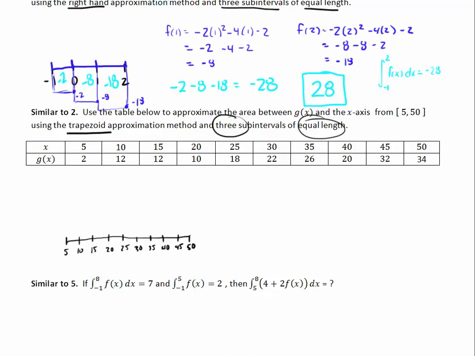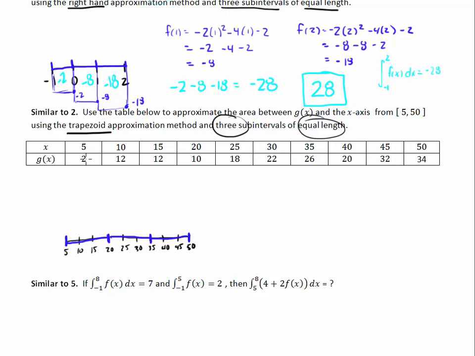So 3 subintervals, so 5 to 50, that's 45 units. Cut into thirds is 15 units each. So we're going from 5 to 20 to 35 to 50. So there's the bottom of our trapezoids right there. Now, to figure out the height of our trapezoids, we are going to plug in not only the left side, but also the right side.